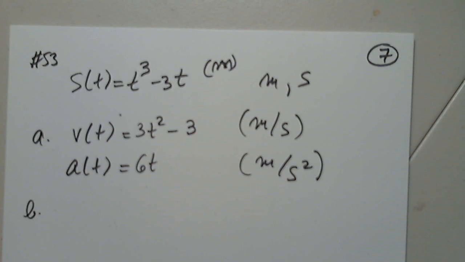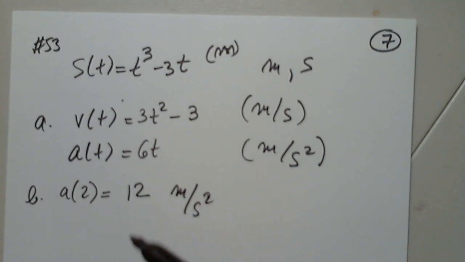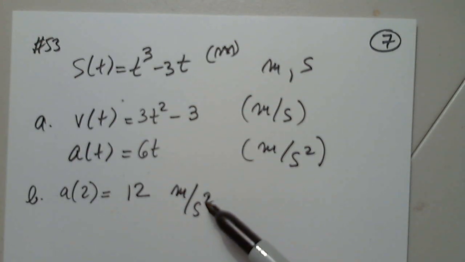So let's see what they want in part B. The acceleration after 2 seconds and the acceleration when the velocity is 0. So the acceleration after 2 seconds is a of t, and it has to be in meters per second squared. Can anyone tell us what is a of 2? The 12 meters per second squared. So 6 times 2, 12 meters per second squared.